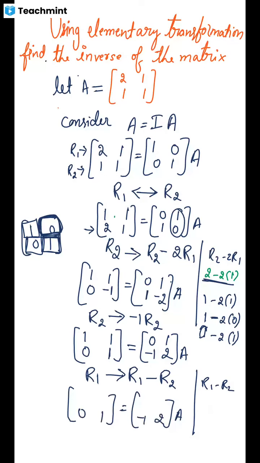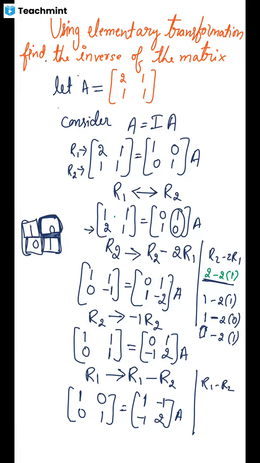First row elements: 1 minus 0. R1 element is 1, R2 element is 0. So 1 minus 0 is 1. Here 1 minus 1 is 0. Here 0 minus of minus 1 is plus 1. Next 1 minus 2 is minus 1.